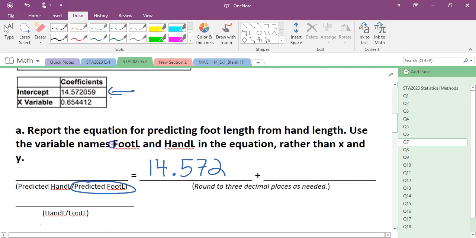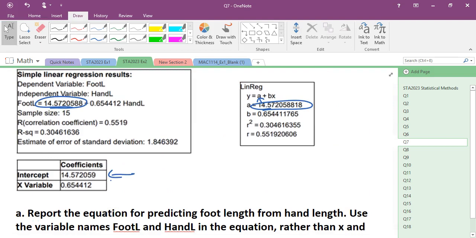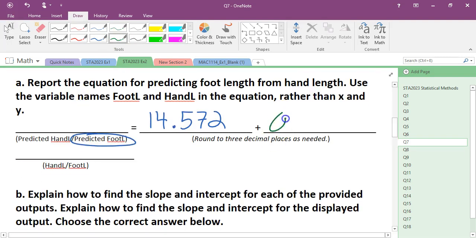And then who goes in the third blank? You got it. Good job, Rebecca. 0.654, using this information that's right there. So we put 0.654. And then the fourth blank, again, is another kind of multiple choice. Do we put hand length or foot length? Hand length, because we already used foot length. So there's our equation. Perfect.